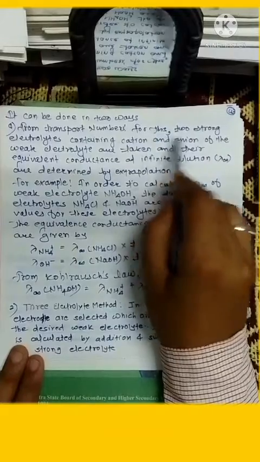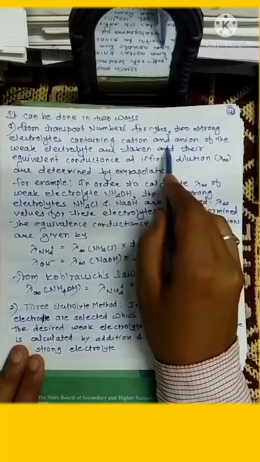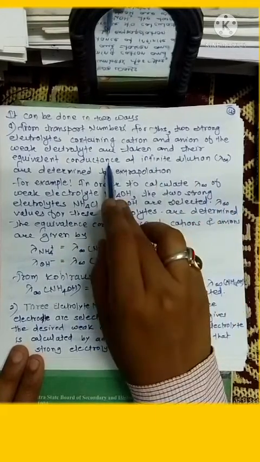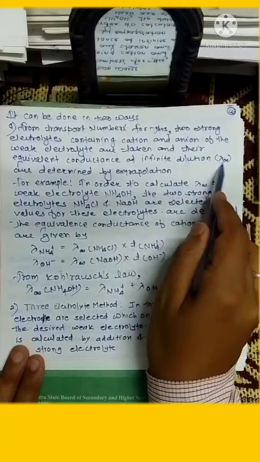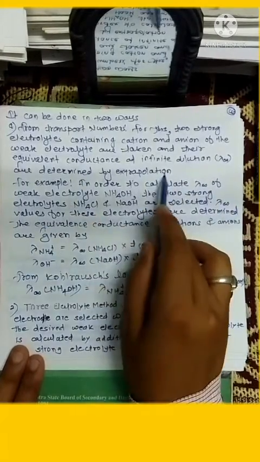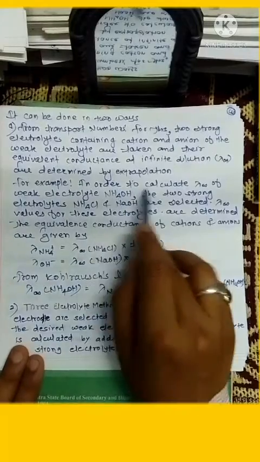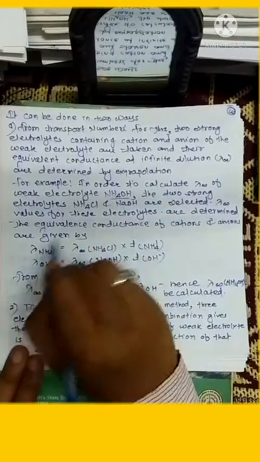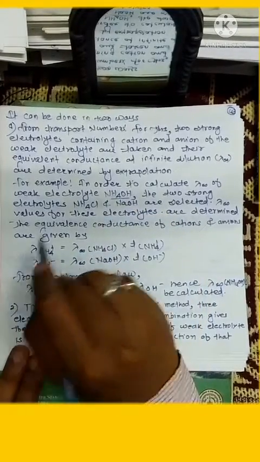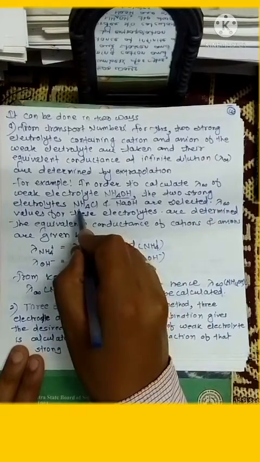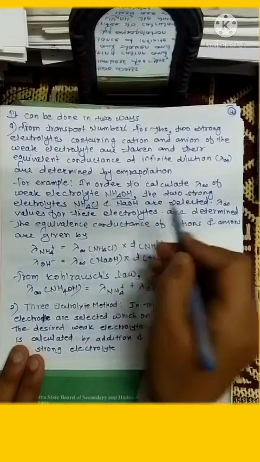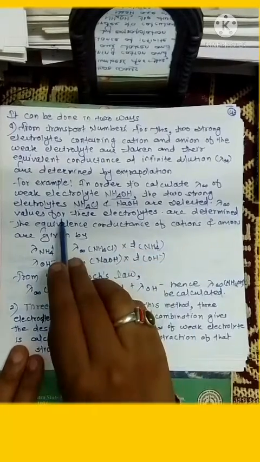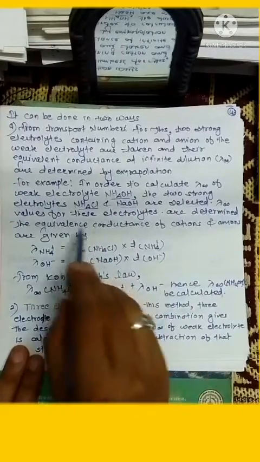For this, two strong electrolytes containing the cation and anion of the weak electrolyte are taken and their equivalent conductance at infinite dilution, that is lambda infinity, are determined by extrapolation. For example, in order to calculate lambda infinity of a weak electrolyte, ammonium hydroxide is a weak electrolyte. Thus, two strong electrolytes, that is ammonium chloride and NaOH, are selected. Lambda infinity values for these electrolytes are determined.